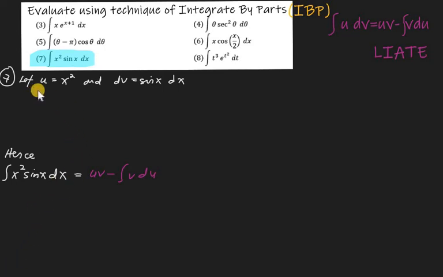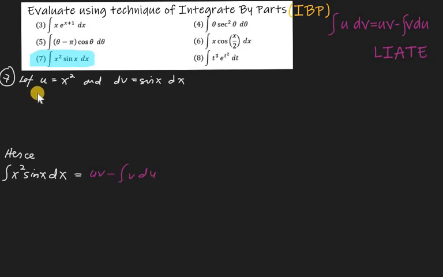Okay, for this part, I would like to try it with you. For question number 7, between algebra and trigonometry, the u should be the algebra part, and hence the dv part is sine x dx. We have to start from there before we can use this formula.